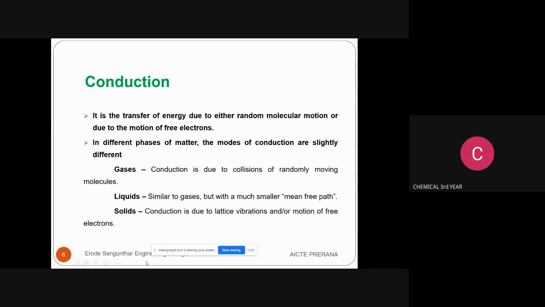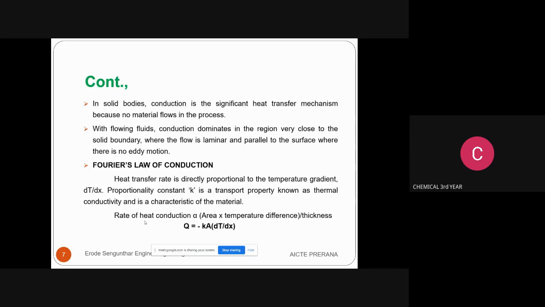Here, conduction is due to lattice vibrations and or motion of free electrons, but not the motion of the body. It is due to the motion of free electrons. So solid is the only medium we can use to transfer heat with the help of the conduction mode of heat transfer. In solid bodies, conduction is the significant heat transfer mechanism because no material is flowing in this process. We already discussed this.